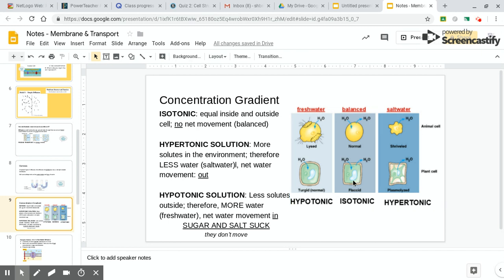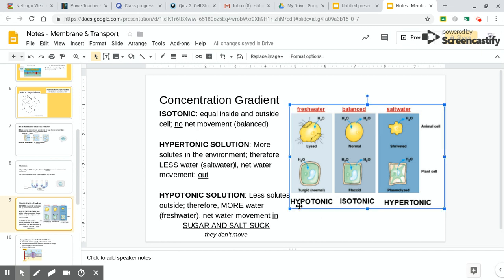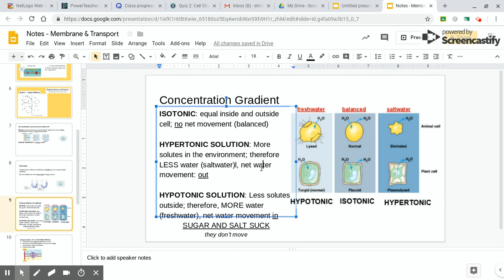So iso is equal, hypo, hyper. Hyper is generally a lot more salt, a lot less water. Hypo, a lot more water, but a lot less salt. And we could replace the word salt in all these situations with sugar.